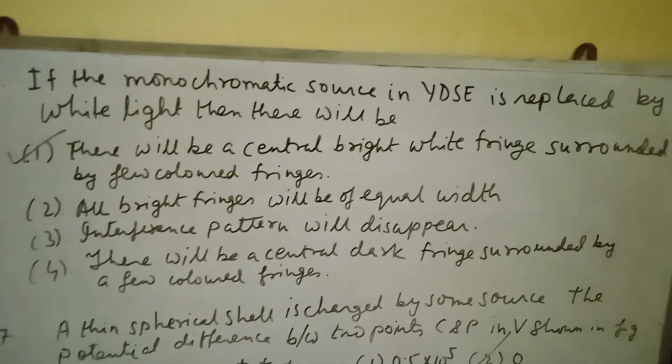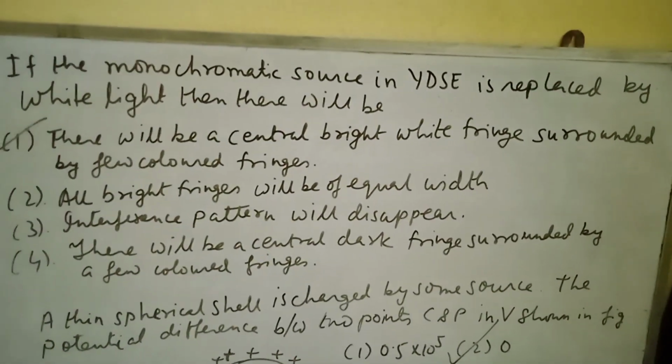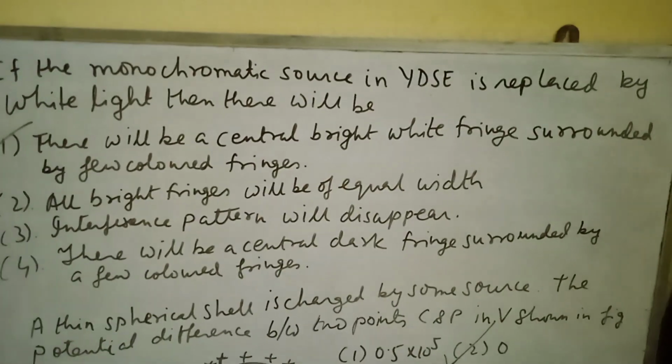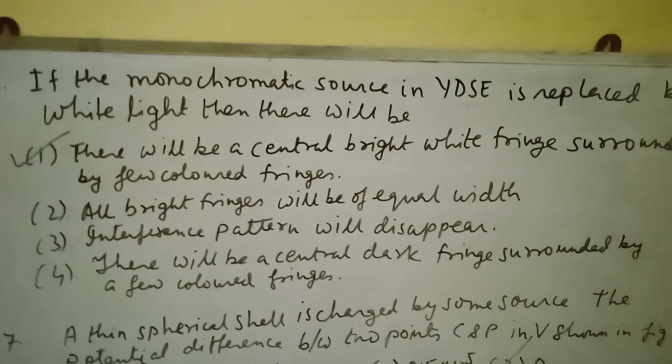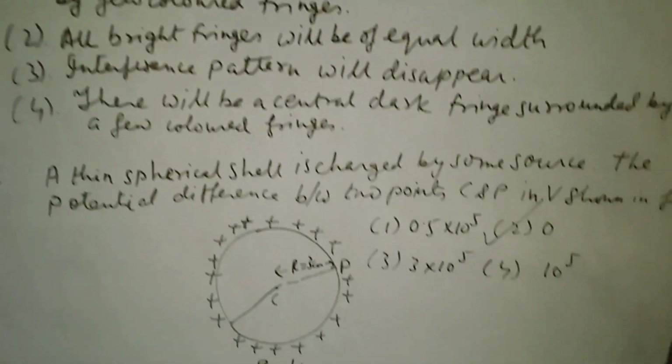So when a white source is there, definitely there should be a bright fringe and it will be surrounded by some colored fringes. So option number 1 is correct. There will be a central bright fringe surrounded by a few colored fringes. Monochromatic means color of, say, one wavelength. Next comes question number 27.